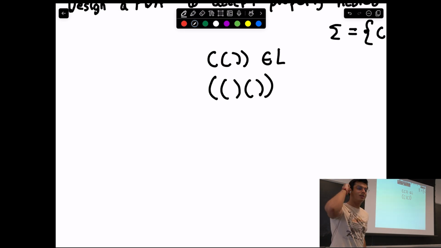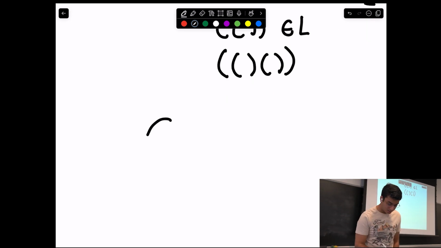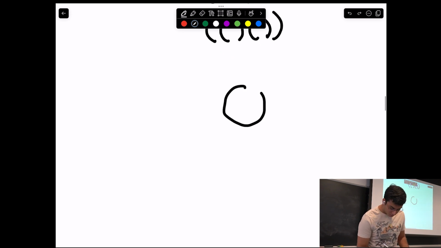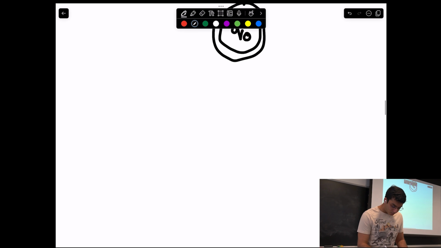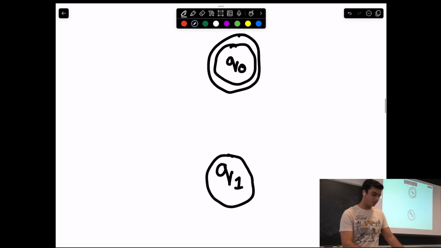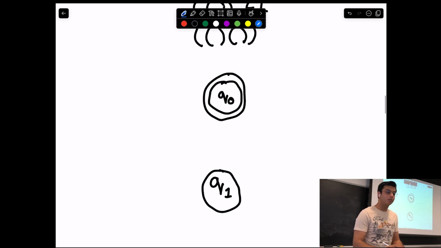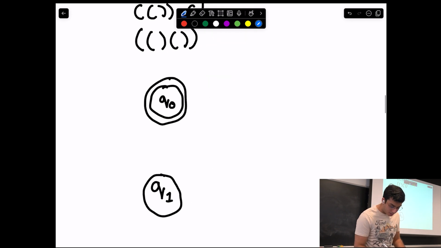Well, what do you do? You could have two states. Okay, two states. Let's label them Q0 and Q1. And Q0 is accepting. Okay, so this is my accepting state. So if you read an open parenthesis from Q0, you push it onto the stack and then go to Q1.